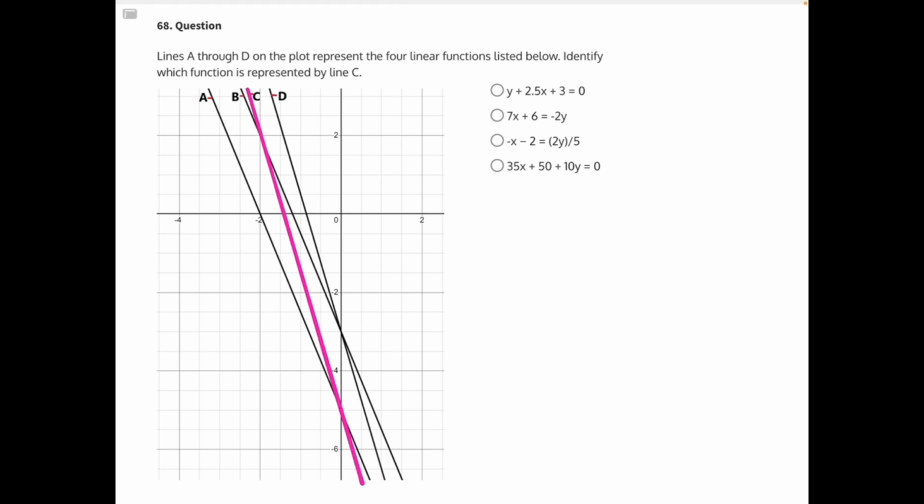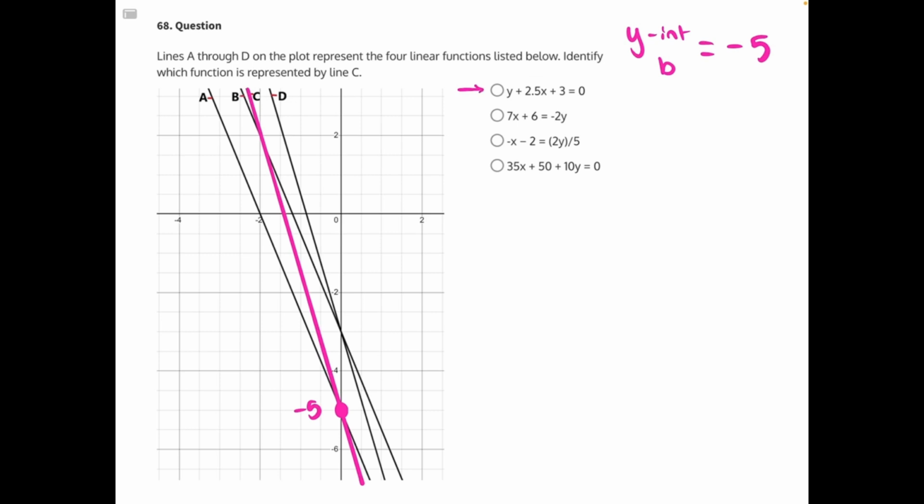And that graph has a y-intercept of -5. So our y-intercept, or our b, is equal to -5. And the easiest way to figure out which one of these equations has a y-intercept of -5 is to substitute in 0 anywhere that we see an x.